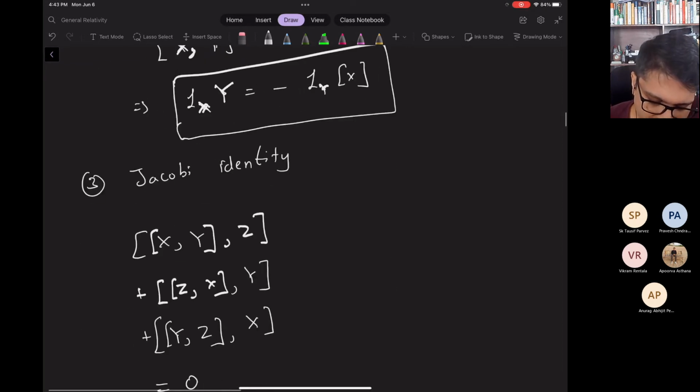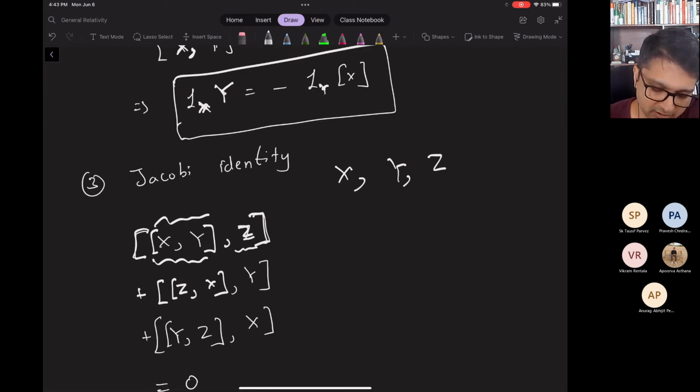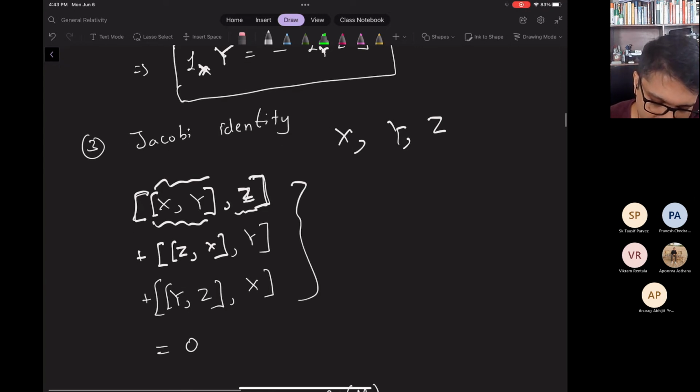Finally, there's something called the Jacobi identity. If I have three vector fields X, Y, Z, I take the Lie bracket of X, Y and then take the Lie bracket of that with Z. Remember, this is a vector field, so I can always take a Lie bracket with another vector field. Now I take cyclic permutations of such a term and add them all up, and the sum is automatically 0. That's why it's called an identity. This is called the Jacobi identity.